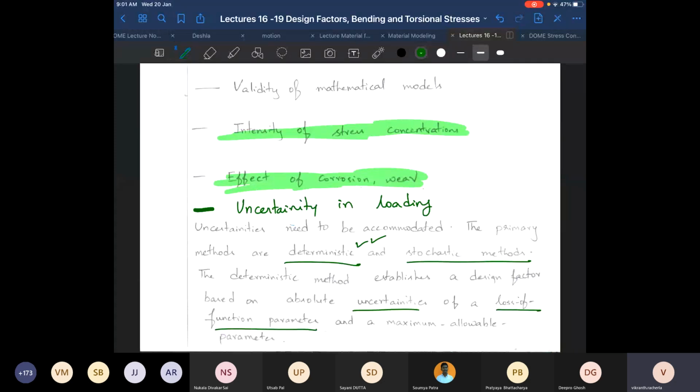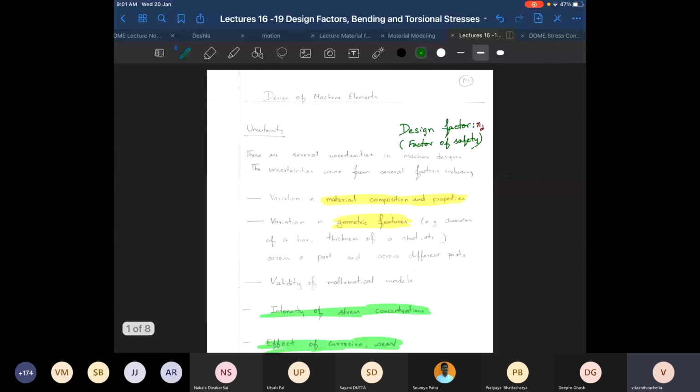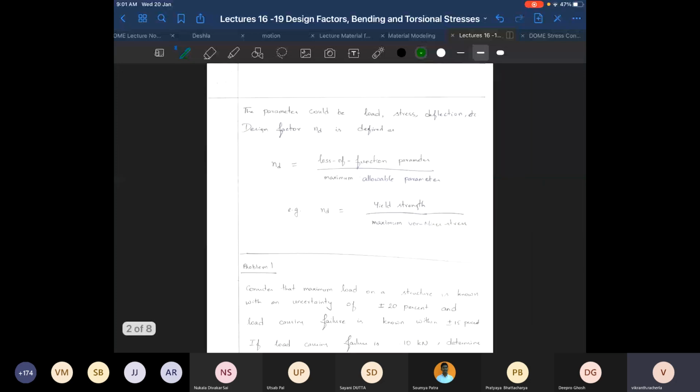Meaning, let us say loss of function is based on permanent yielding, or loss of function happens when stress exceeds the yield strength of the material. Okay, so based on uncertainty of loss of function parameters and maximum allowable parameters, let us look at an example, and through that we will try to understand what should be the minimum design factor or minimum safety factor we have to consider.